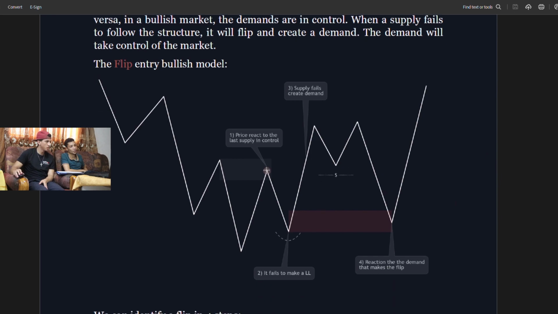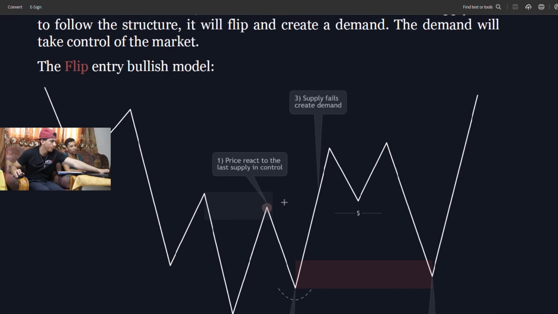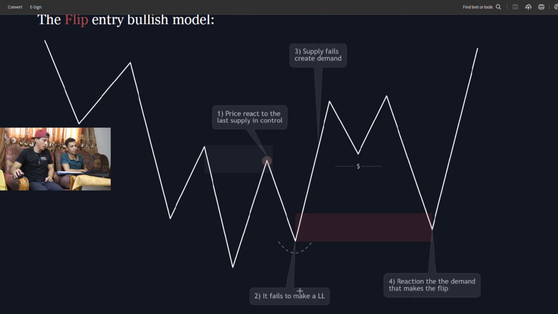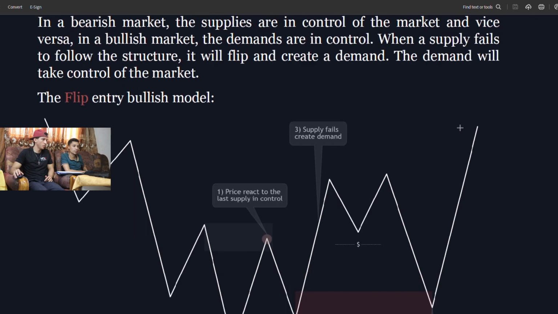So here we can see price reacts to the last supply in control, as they just said on top. There are 3 points, so let's go through them. Price reacts to the last supply in control, which is right here. It fails to make a lower low, which is a change of character right here. Supply fails to create a demand, and then price reacts to the demand that makes a flip, which is right here.